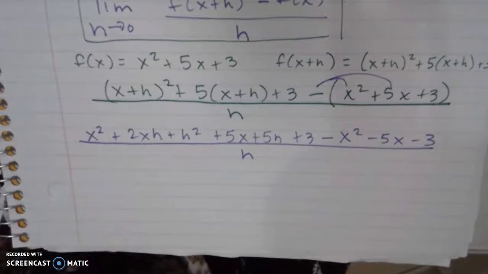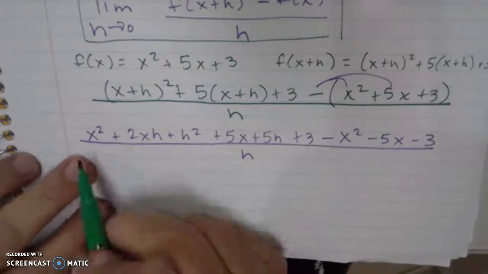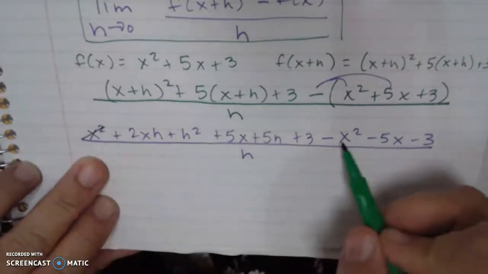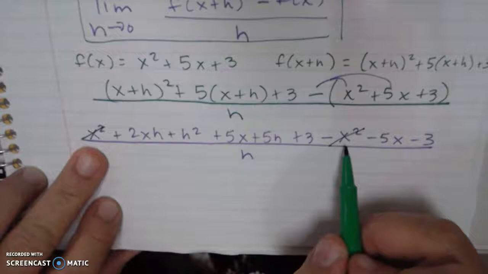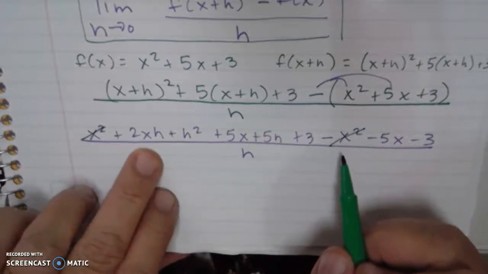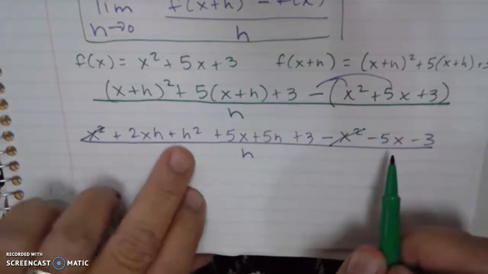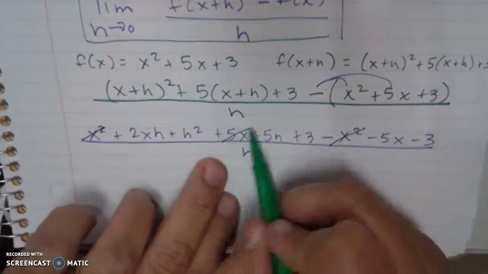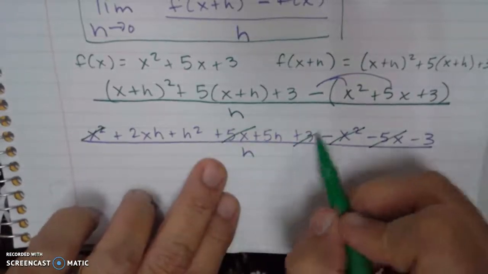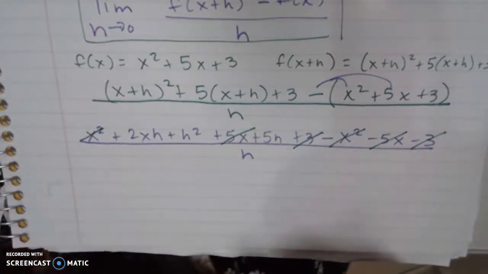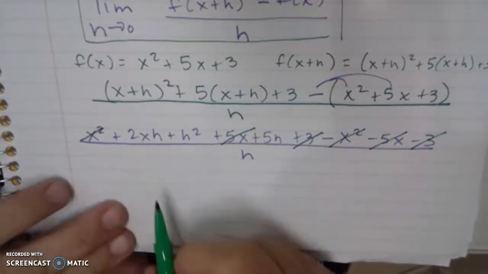So now let's start cleaning up that numerator. The little secret is wherever there's no h, it's going to disappear. So see how this term does not have an h? Well, this term is going to cancel with this term, x squared minus x squared. 2xh has an h in it, so it's probably not going to disappear. There's no negative 2xh. Same with this term, but look at, here's a positive 5x and a negative 5x, a positive 3 and a negative 3. So what's left? What's left is all the terms with h's in it.